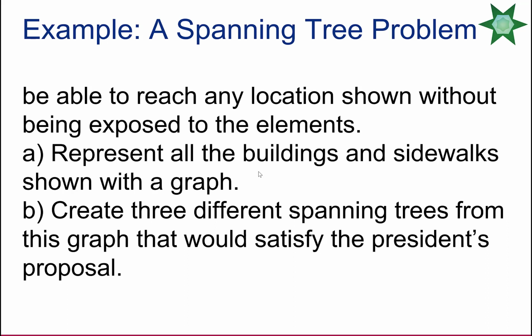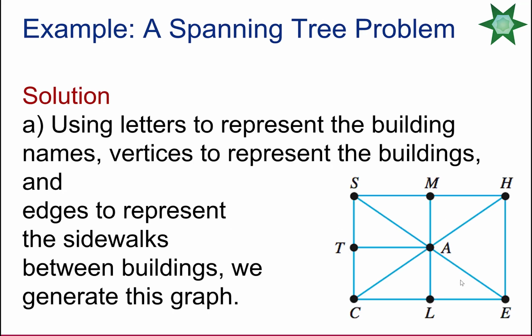So the first thing we want to do is represent this situation with a graph, and then we want to create 3 different spanning trees from the graph that would satisfy the president's proposal. So here's what the graph looks like. So we have the administration building, and then we have the other buildings shown here, and these are the walkways. The edges represent the walkways between the buildings.